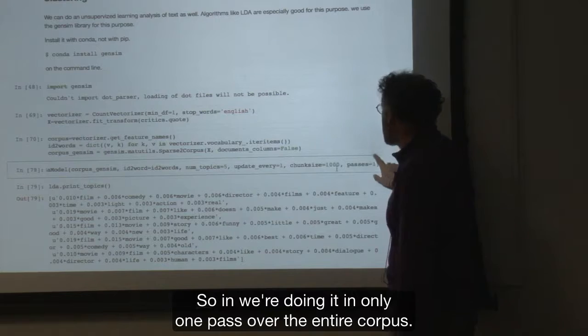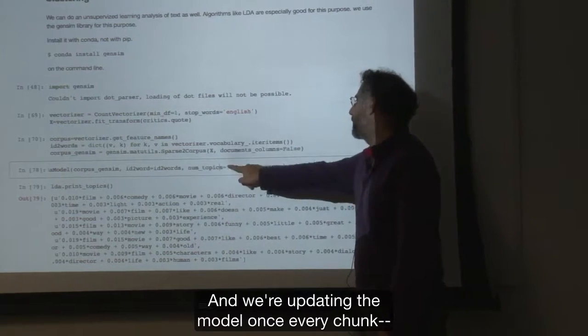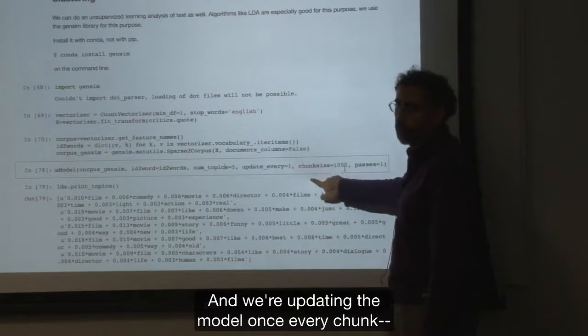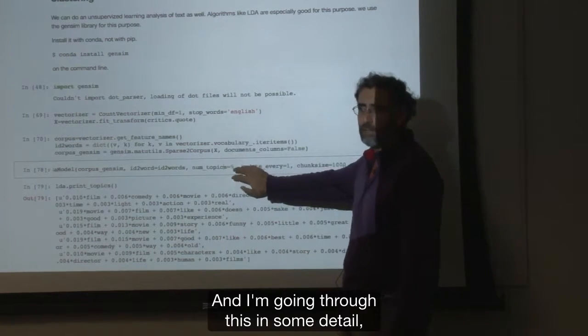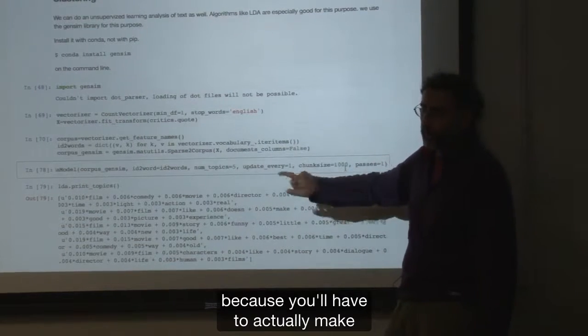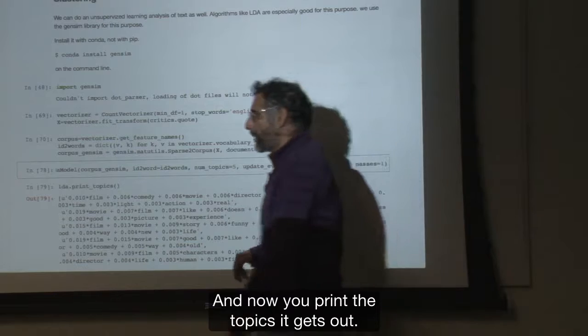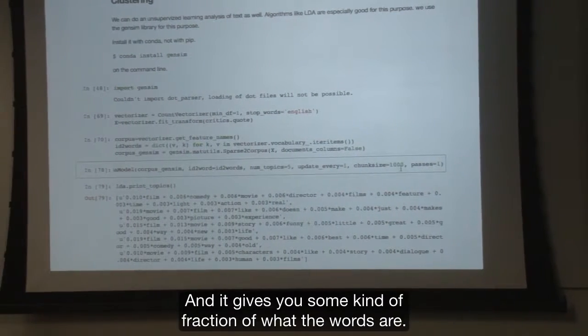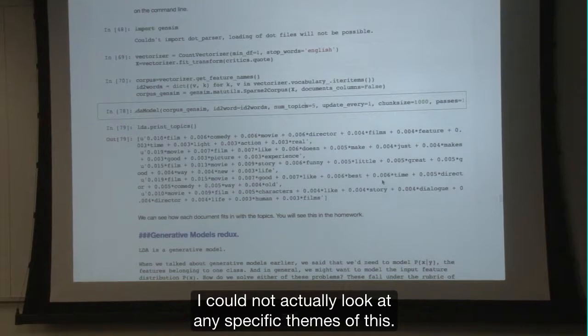We're doing it only in one pass over the entire corpus, and we're updating the model once every chunk, once every 1,000. And we're looking for 5 topics. I'm going through this in some detail because you'll have to actually make one of these incantations in your homework. Now you print the topics, and it gives you some kind of fraction of what the words are.